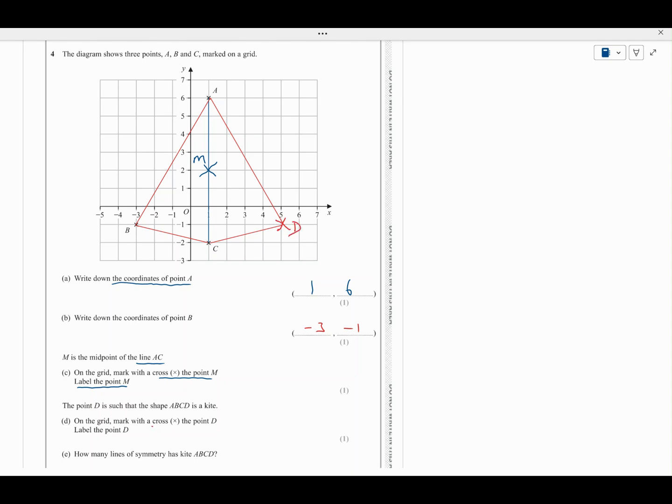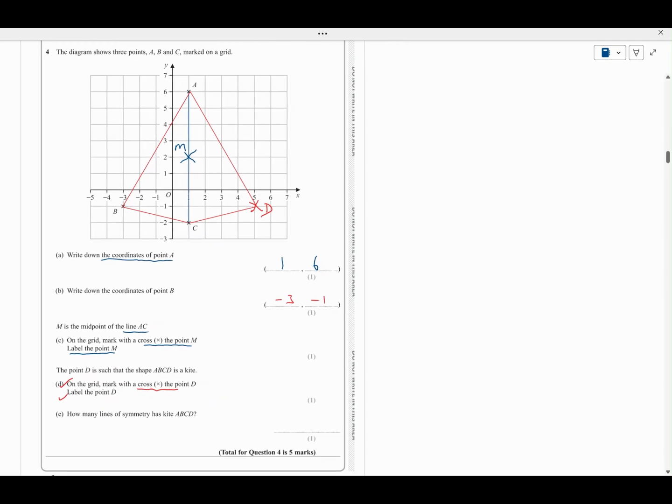On the grid, mark with a cross the point D, label the point D. I've done that. How many lines of symmetry has the kite got? It's just got one line of symmetry, which is that line there. You don't have to mark the line, but there it is. So the answer to the question is 1. And that's question 4 done.